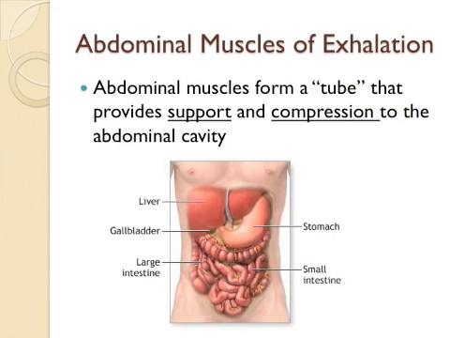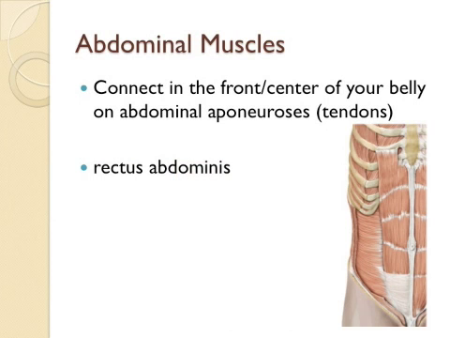There are 4 sets of abdominal muscles that create a tube to provide support and compression of the abdominal cavity. Remember that the abdominal cavity is located inferior to the diaphragm. It contains organs like your stomach, liver, and intestines. An aponeurosis is like a tendon. Remember how the diaphragm inserted into its central tendon? Similarly, the abdominal muscles insert onto tendons rather than directly onto bones.